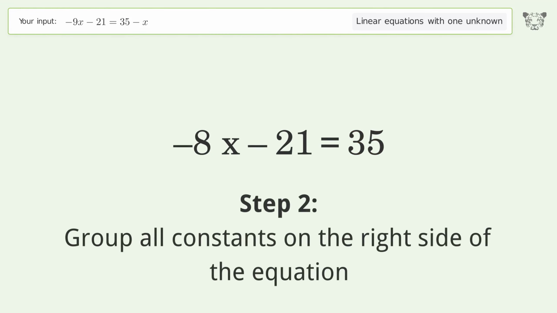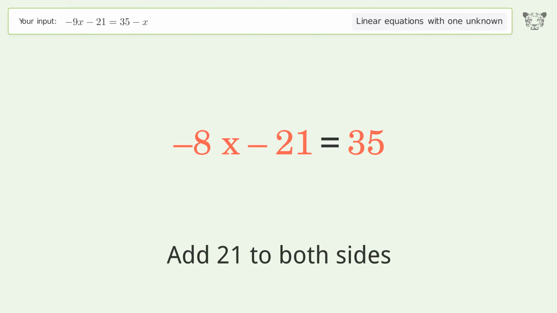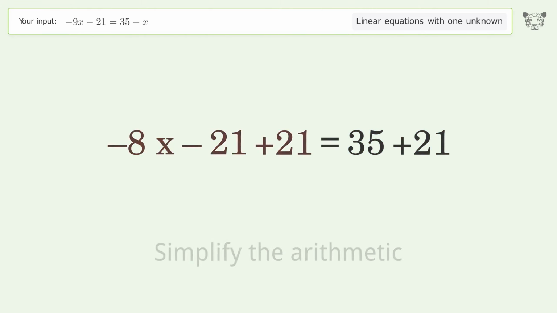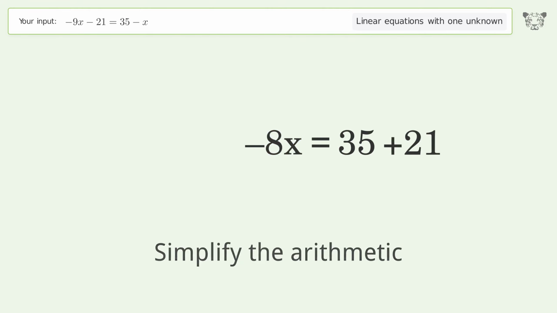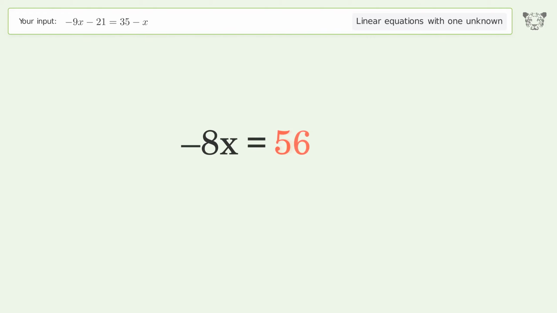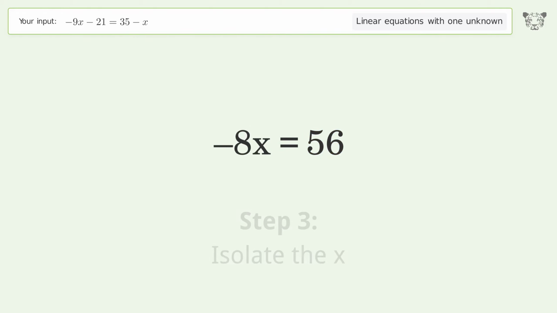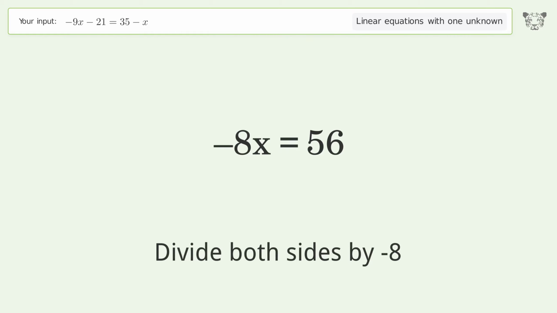Group all constants on the right side of the equation. Add 21 to both sides. Simplify the arithmetic. Isolate the x. Divide both sides by -8.